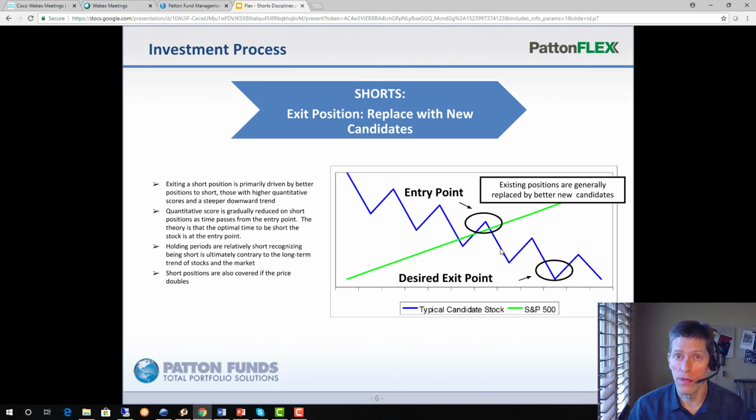Again, we're looking for these 500 stocks that meet the three criteria we're looking for as candidates, and then we enter positions on periods of short-term upside volatility, looking for these stocks in these downward trends. We enter, and we hope they continue in a downward trend, and then it's a replacement process looking for better candidates. So hopefully, again, that gives you an idea of the disciplines that are used to select the stocks for the short side of our portfolio in the Flex strategy.